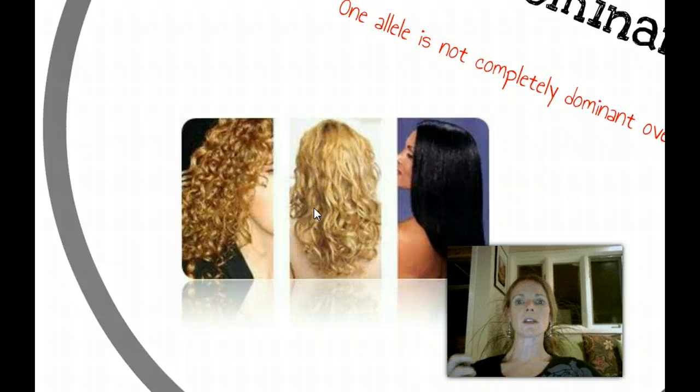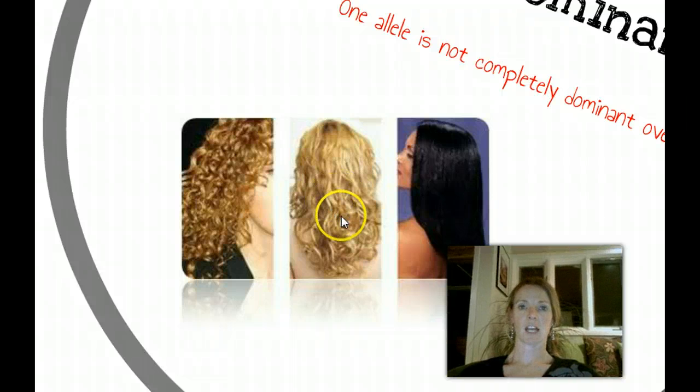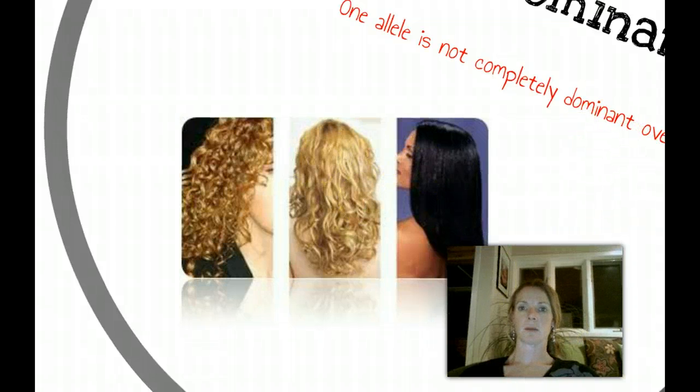So basically one allele is not completely dominant over the other, so straight hair isn't going to be completely dominant over curly hair, so that this person's going to get straight hair, and vice versa. Curly hair isn't completely dominant over straight hair, so you end up with wavy hair, like I have. Kind of a pain in my rear sometimes, but nonetheless, that would be an example of incomplete dominance, okay?